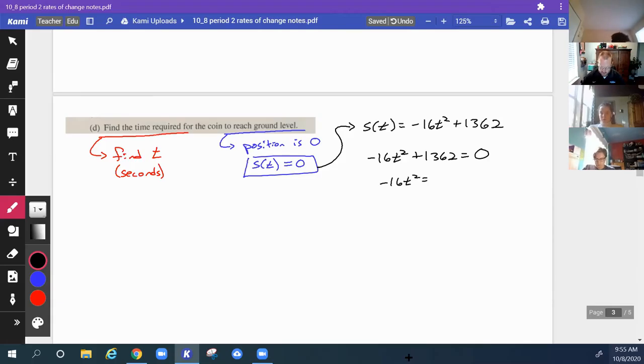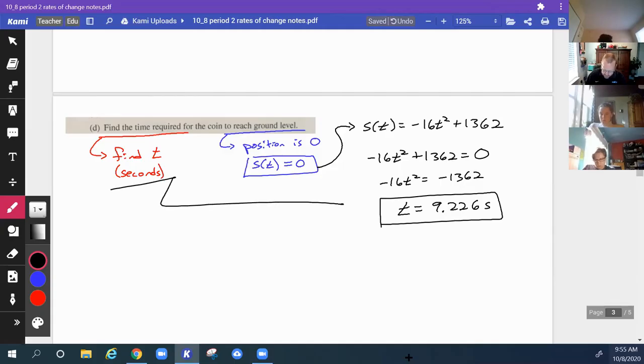Negative 16t squared equals negative 1362. Eventually, t is going to be 9.226 seconds. Remember, it is measured in seconds. There you go. I didn't want to steal your thunder if you wanted to solve it out with a calculator this morning, but there it is. 9.226, to 3 decimal places.